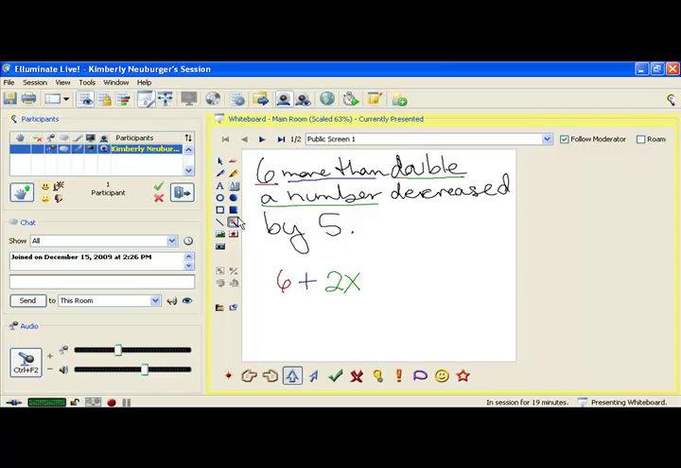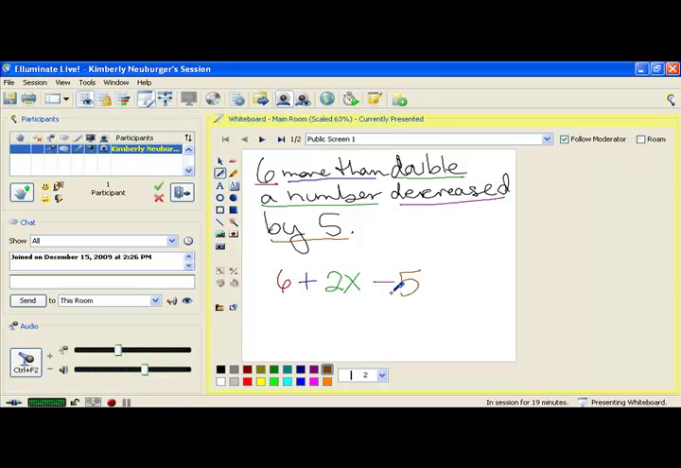Now if I continue reading on, it says decreased. Decrease means we're going to subtract. So this right here is going to translate into a subtraction symbol. Now let's continue reading and see what we're going to subtract. And it's decreased by 5. So that means we're going to go ahead and subtract 5. Now we have the end of our sentence.